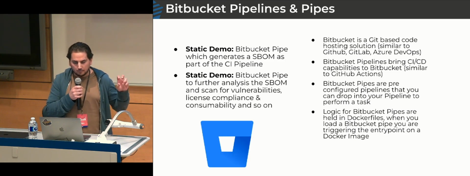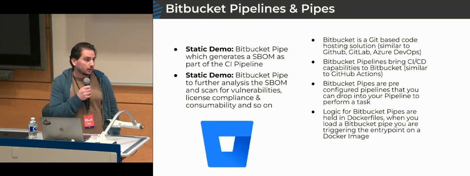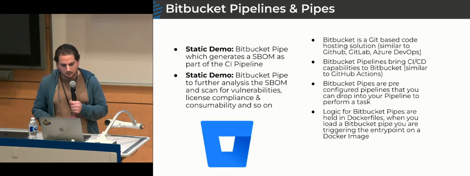And a Bitbucket pipe is kind of a pre-configured pipeline that you could just drop into your CI and it'll run it for you. And to write a Bitbucket pipe, you're essentially just defining a Docker file and the entry point runs. And that's your Bitbucket pipe. So I have a couple quick static demos I'm going to go through.